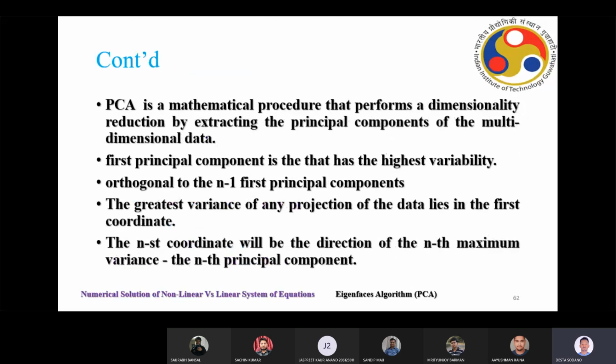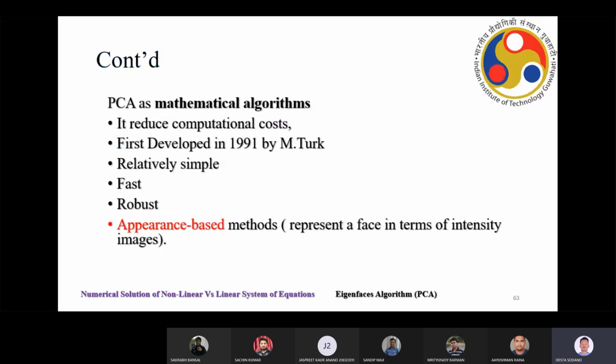This PCA, as I told you above, uses numerical solutions. It is a mathematical procedure that performs dimensionality reduction by extracting the principal components of multidimensional data. The greatest variance of any projection of the data lies in the first coordinate. This PCA algorithm is an appearance-based method.